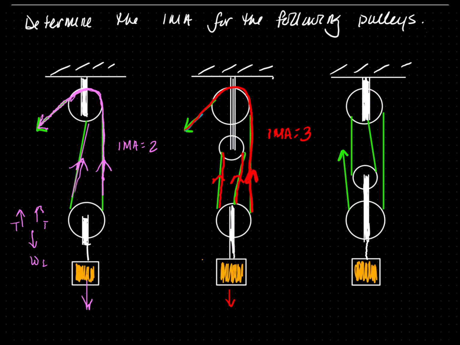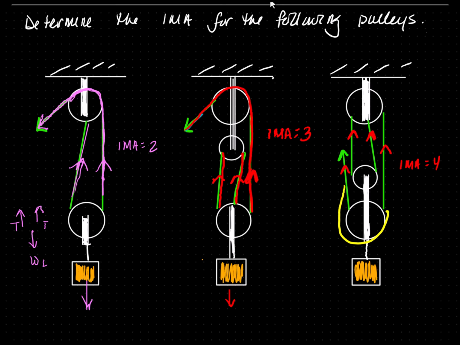In this last picture, there are 2 tensions pulling it up here. We have another tension from the right rope pulling it up, as well as another tension on the left pulling it up. The IMA is equal to 4. This rope right here, even though it is the same rope, both sides are pulling up. They exert a tension and they divide the force in half. In the first 2 pictures, the tensions were in the opposite direction, so all it did was change the direction.